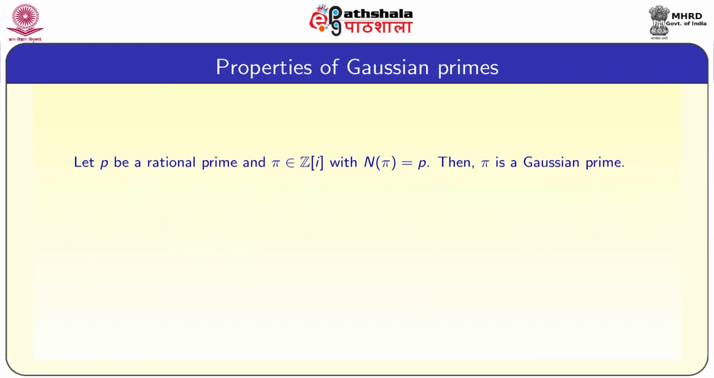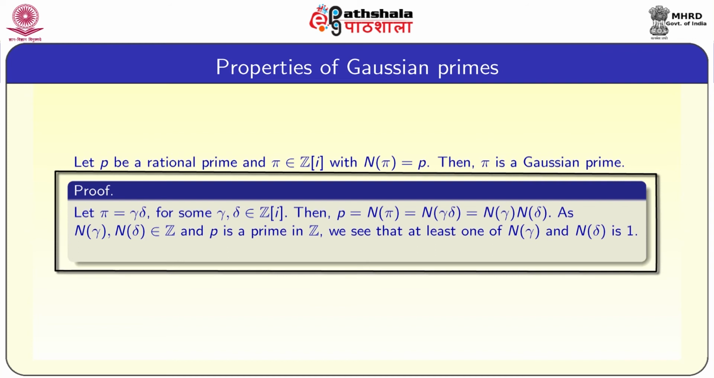Now we are going to look at some properties of Gaussian primes. Let p be a rational prime and pi belong to Z[i] with norm of pi equal to the rational prime p. Then pi is a Gaussian prime. It is one of the important results that whenever the norm of a Gaussian integer is a rational prime, that is, a prime as an integer, then pi is a Gaussian prime.